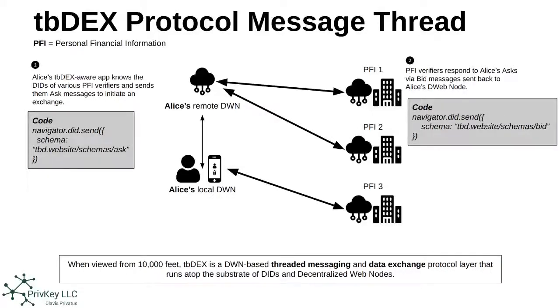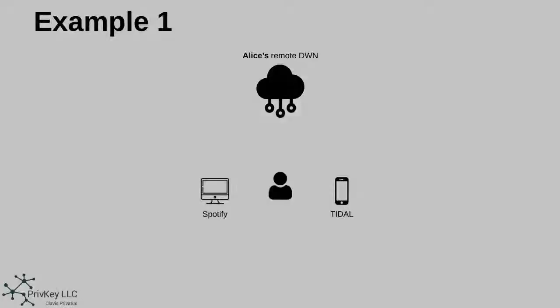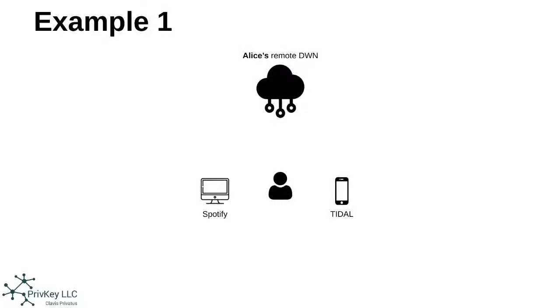And this runs on top of a substrate of DIDs and decentralized web nodes. This is basically the protocol that is being developed, and hopefully a standard will emerge for Web 5.0. An example, just to make it more palatable, is this idea of Web 5.0. You have Alice's remote DWN.